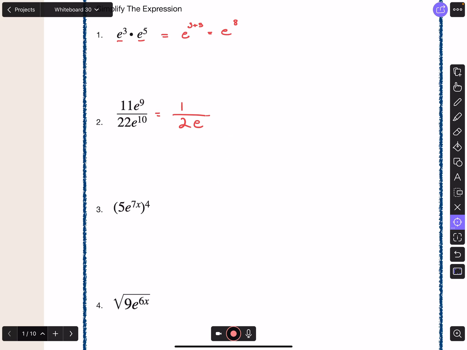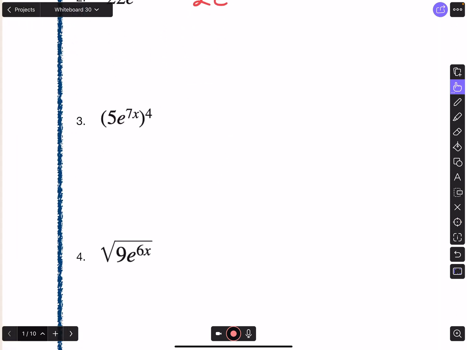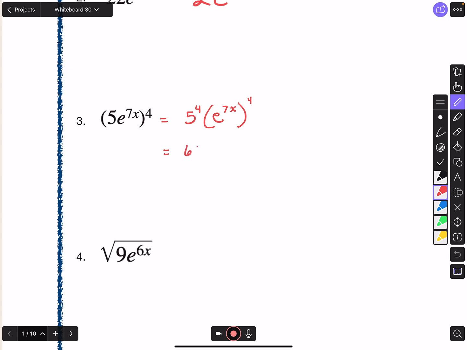Problem number 3 here. Okay, we've got to raise each factor inside to the 4th power. We can figure out what 5 to the 4th is. That's 625. E to the, and the rule is when you have a power to a power, you multiply those. Well, 7x times 4 is 28x.